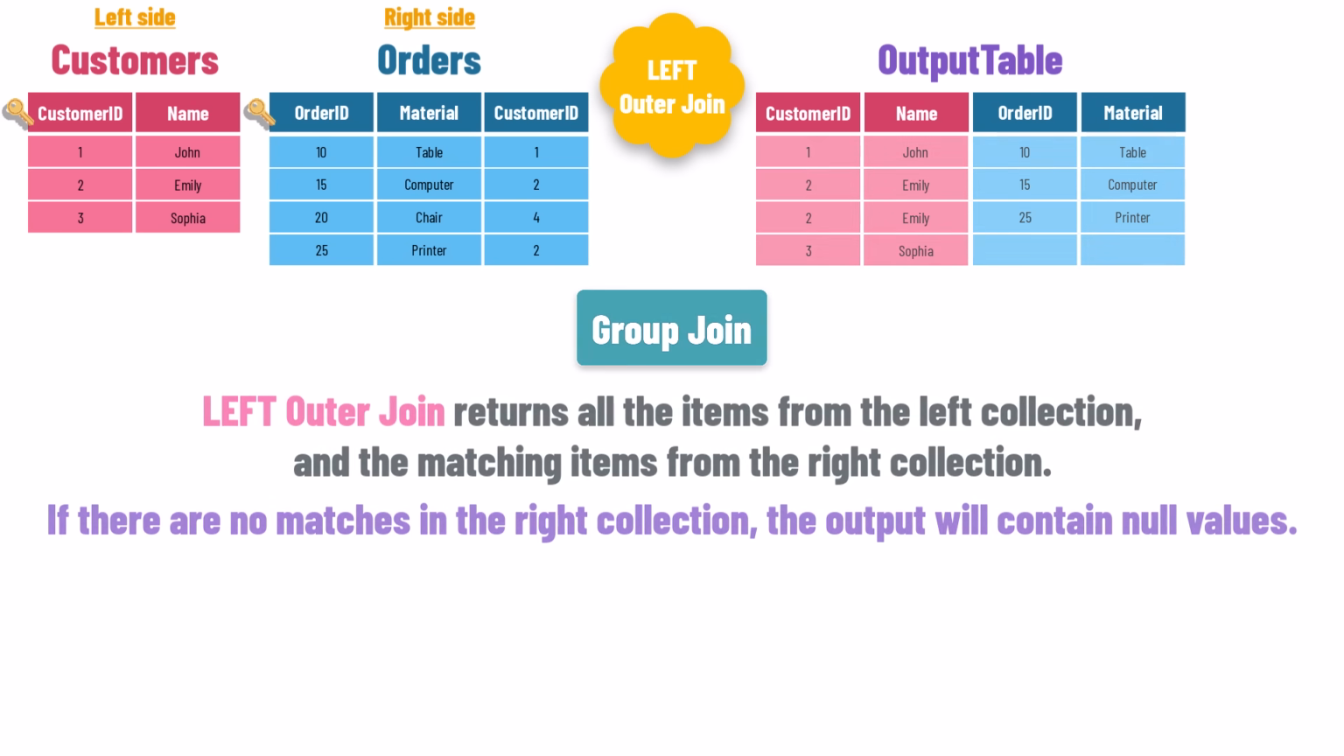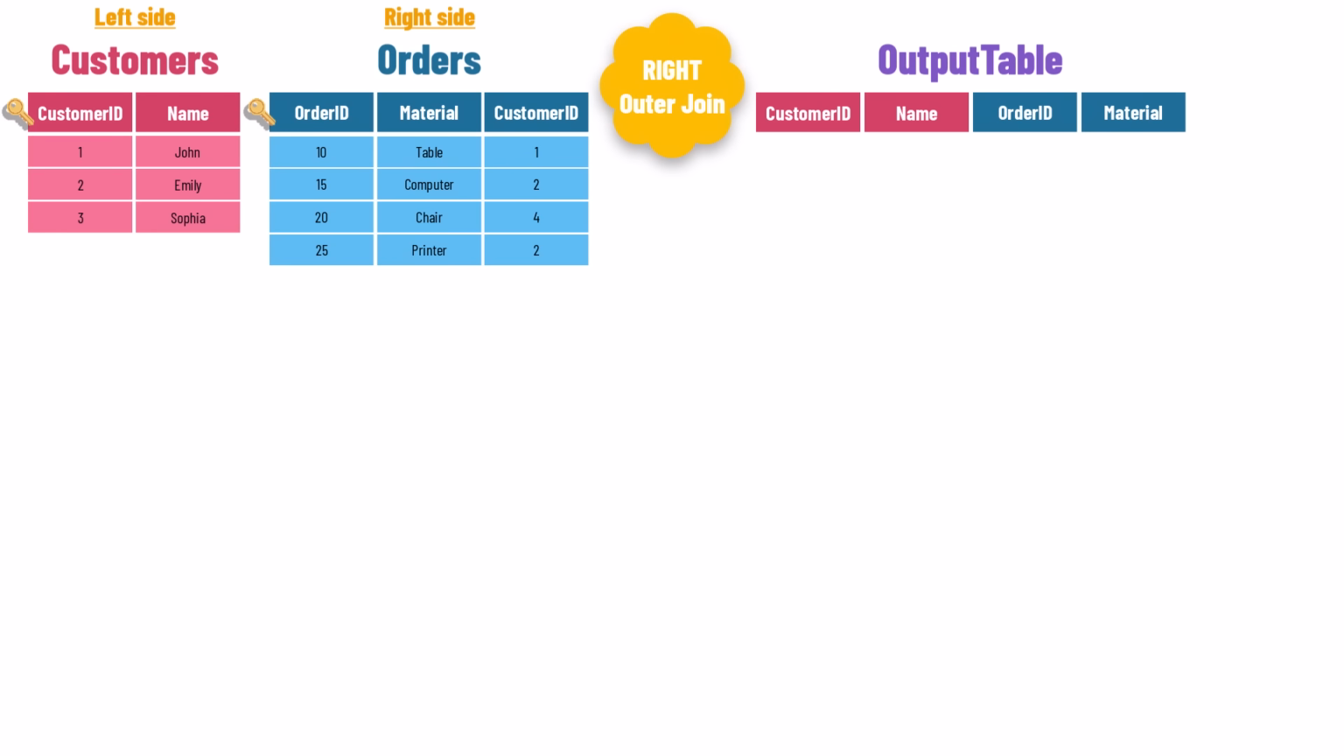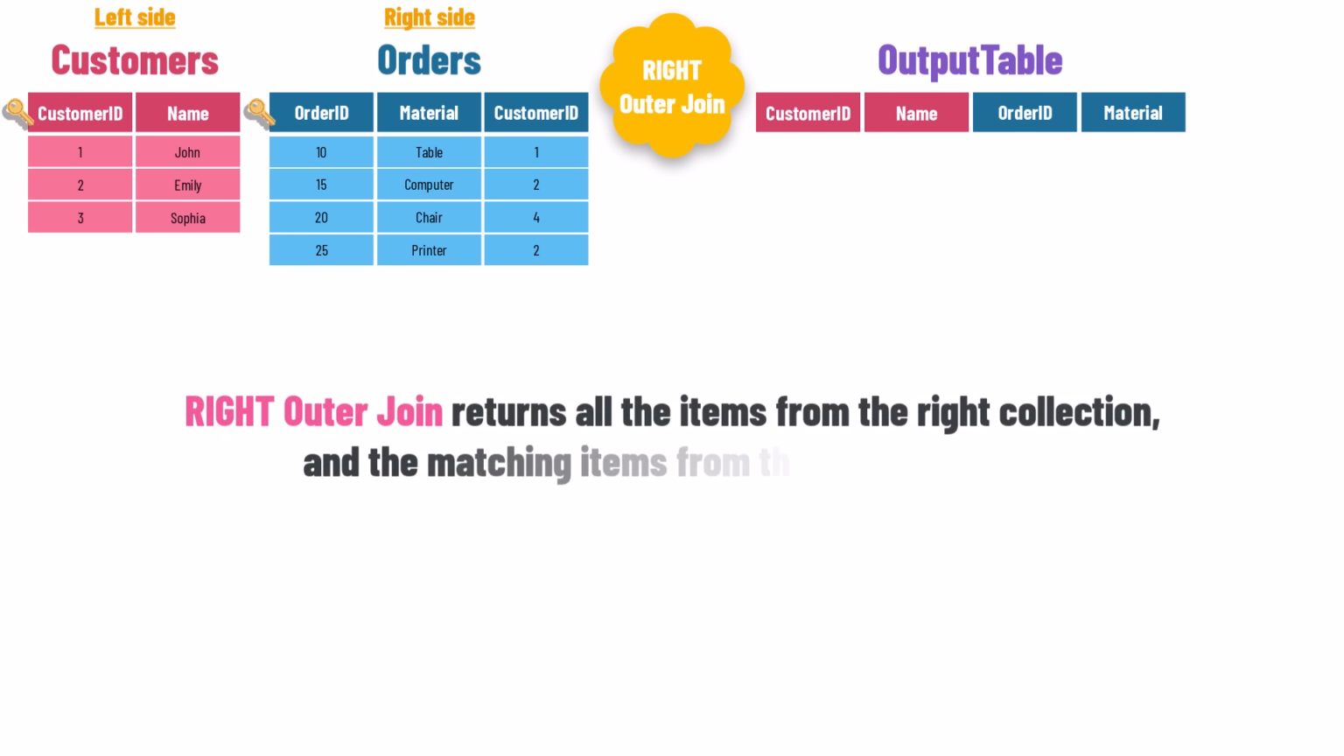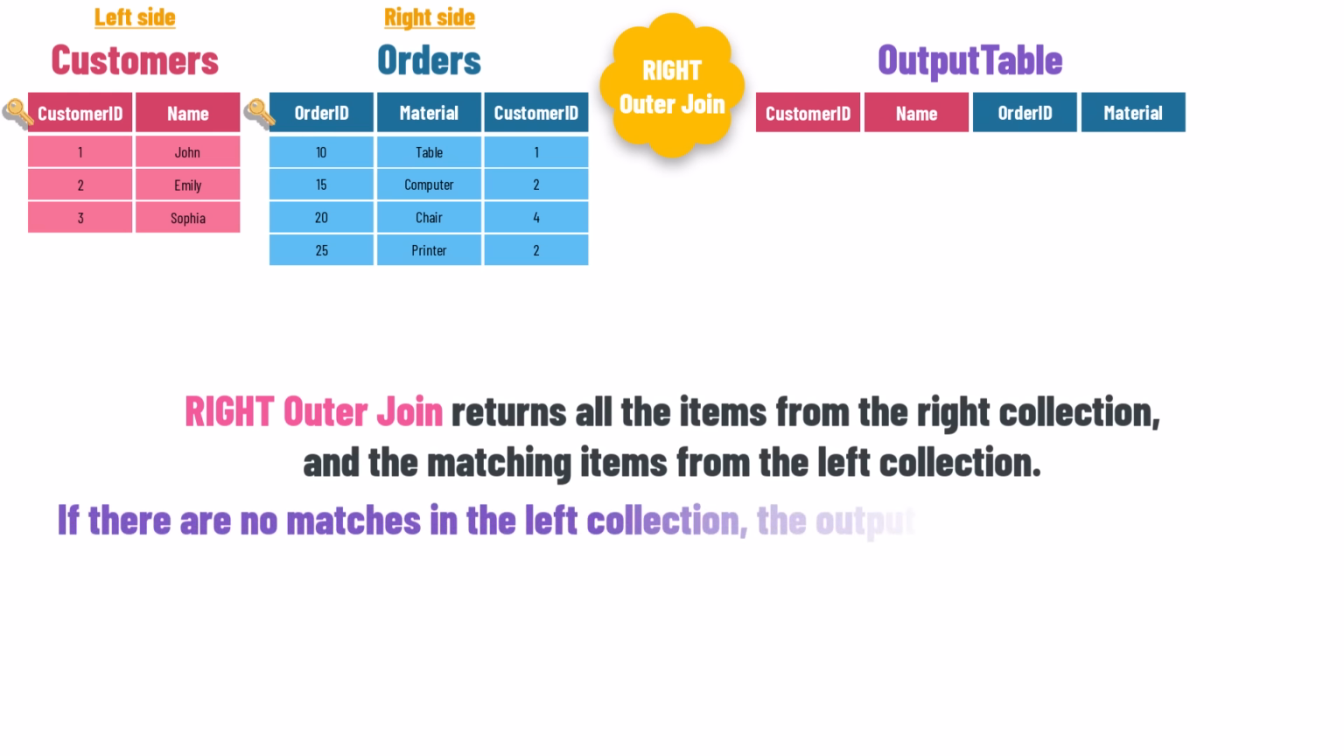Let's now check the next join type, right outer join. Right outer join returns all the items from the right collection, and the matching items from the left collection. If there are no matches in the left collection, the output will contain null values. In other words, right outer join is exactly the same as left outer join, but the tables are in the other order here. Let's see what the result of this join type is.